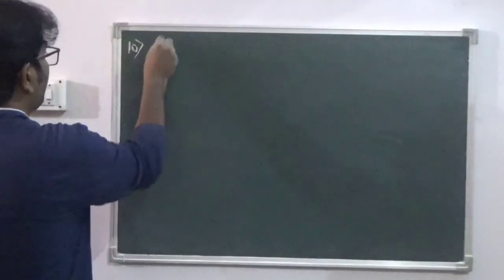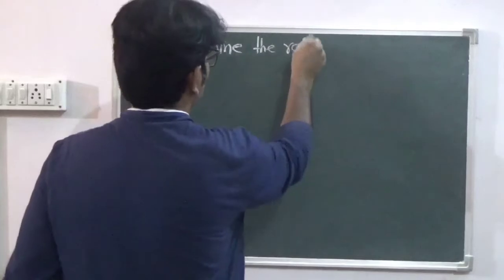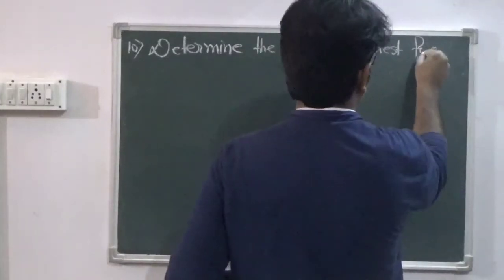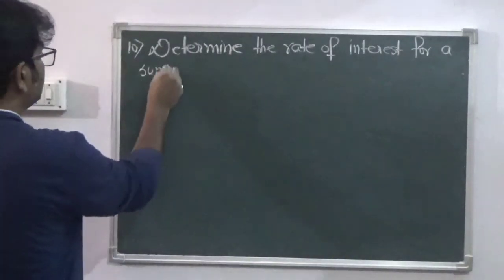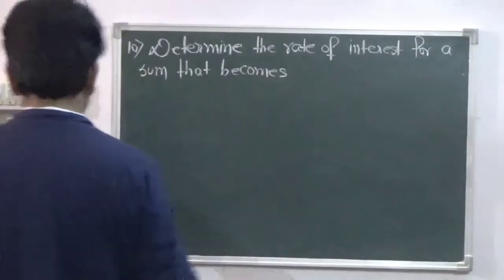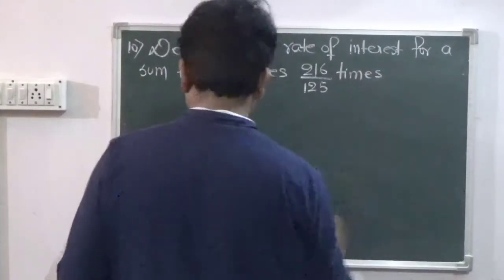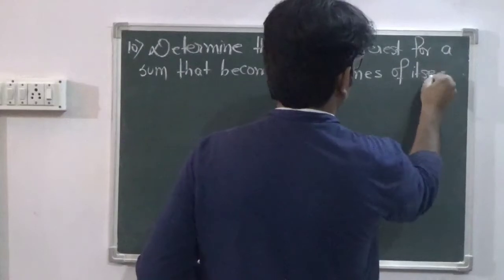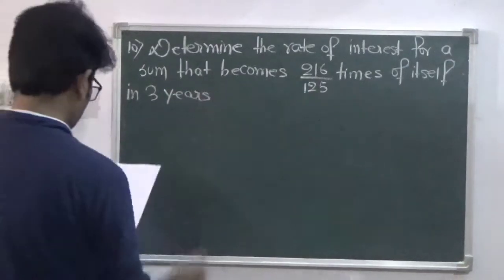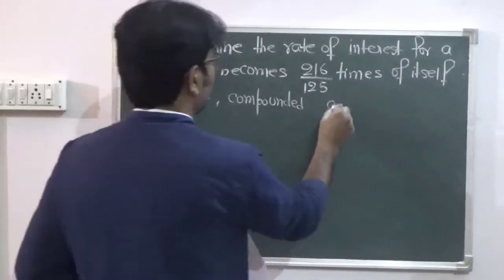Question number 10. Determine the rate of interest for a sum that becomes 216 by 125 times of itself in 3 years compounded annually.